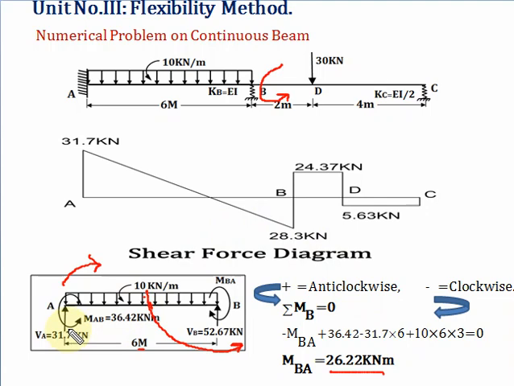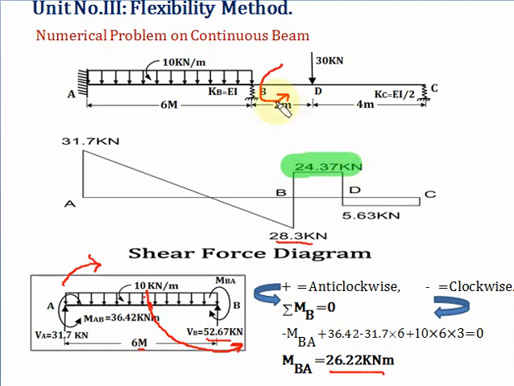As we know, the vertical reaction at A is 31.7. First you have to draw the horizontal line ABC. Now at A you have to show the vertical reaction at A, that is 31.7, so here we have shown it. Now member AB is loaded with a uniformly distributed load. So 10 into 6, so plus 31.7 minus 60, so we'll get the value 28.3. Now the vertical reaction at B is 52.67.